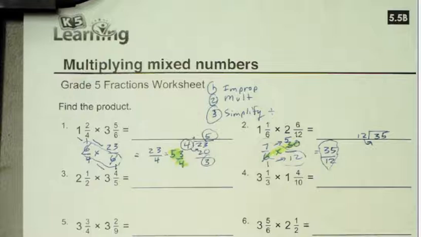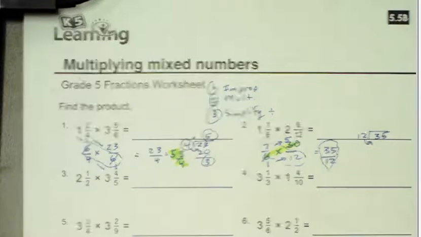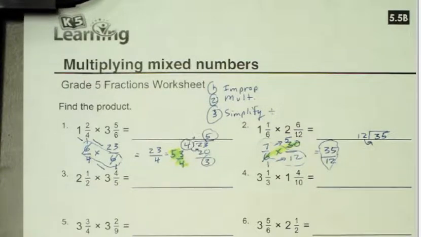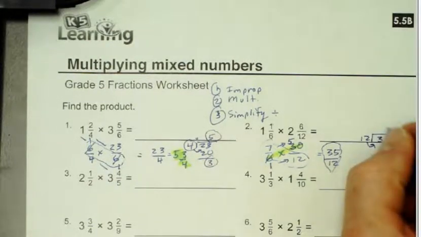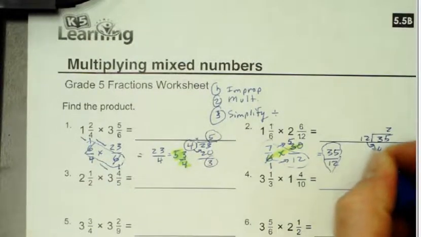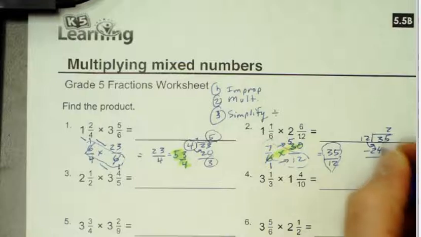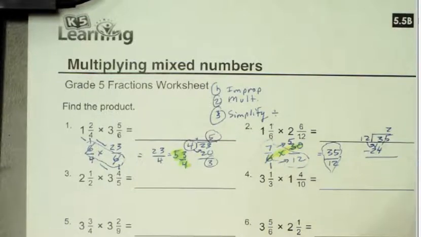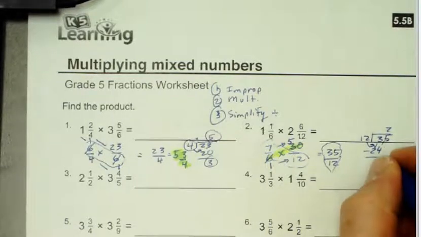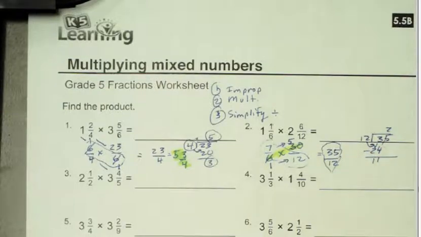So I got to think of my multiples of 12. It goes 12, 24, 36. 36 is too big, so I'm going to have to go with the second multiple, which is 24, and then subtract. Sorry, I moved that over just a tad. 5 minus 4 is 1. 3 minus 2 is 1. So there's my answer again. My answer is sitting here.